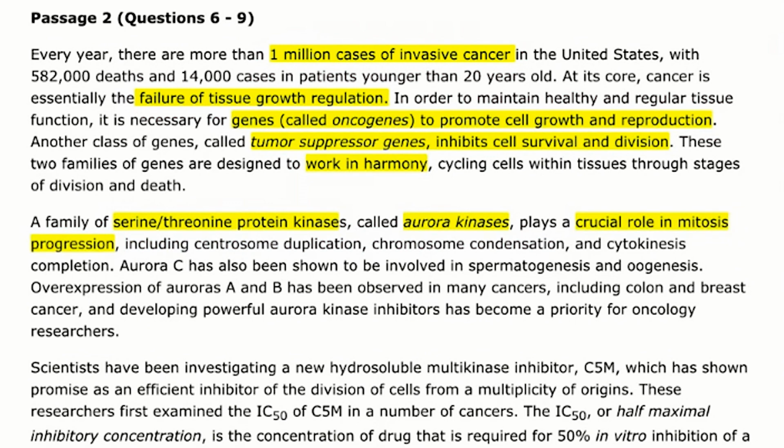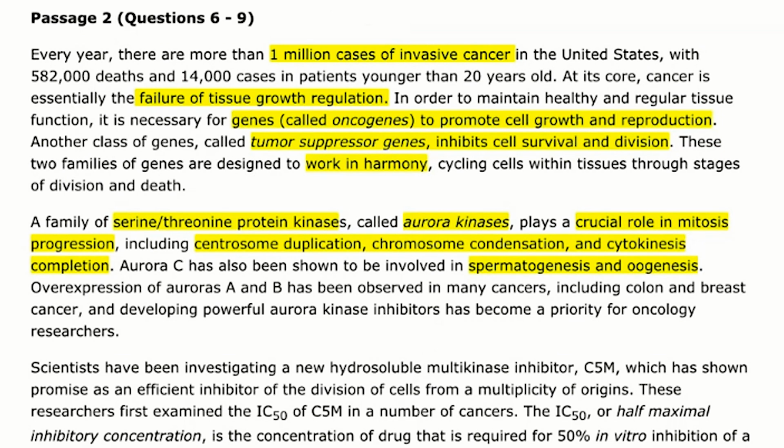I'm a minimal highlighter, so I would probably highlight just mitosis progression, but it kind of depends on where your eye goes. As a person, I think some people prefer phrases, some people prefer words. I'm a word girl. And then I would highlight the three things that it's involved in. So centrosome duplication, chromosome condensation, and cytokinesis completion. Great. And then the next one is the spermatogenesis and oogenesis. That's different. That's important to me. So that tells me that my Aurora C is involved more in meiosis than mitosis.